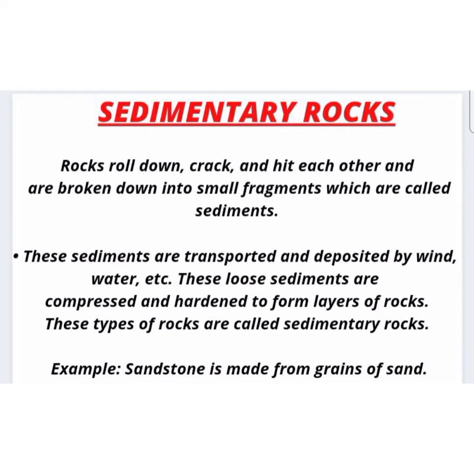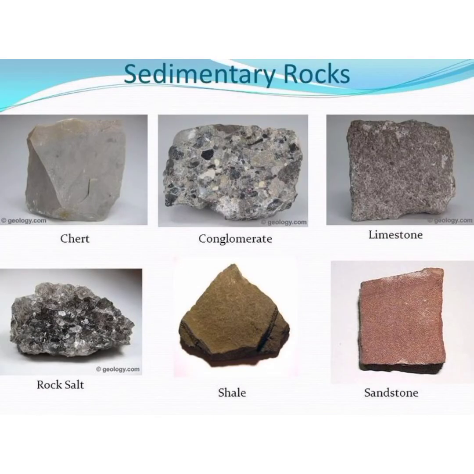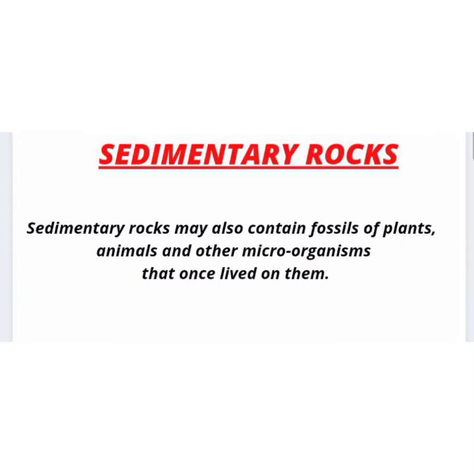Now, we will discuss sedimentary rocks. Rocks roll down, crack, and hit each other and are broken down into small fragments, which are called sediments. These sediments are then transported and deposited by winds, water, etc. These loose sediments are compressed and hardened to form layers of rock. These types of rock are called sedimentary rock. Some examples are sandstone, which is made up of grains of sand. Sedimentary rocks may also contain fossils of plants, animals, and other microorganisms that once lived on the rock.